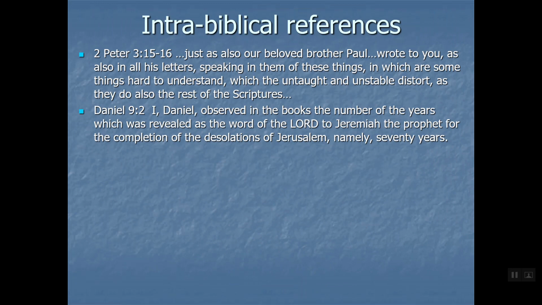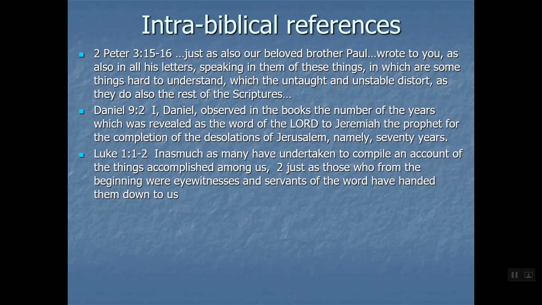Here's Daniel. I think about Daniel when he was exiled, and he had been there quite some time, and he had gone through a lot of the things we read about in the book of Daniel, and years had passed, and there he was thinking about the book of Jeremiah, and recognizing that Jeremiah had prophesied how long the people would be in exile. And there he is reading about what Yahweh said to Jeremiah.